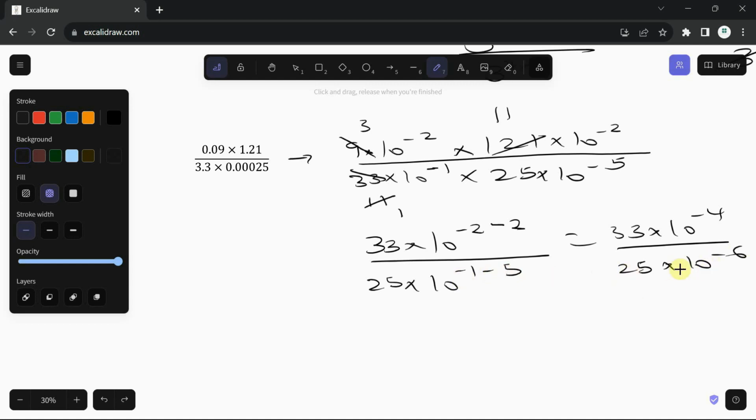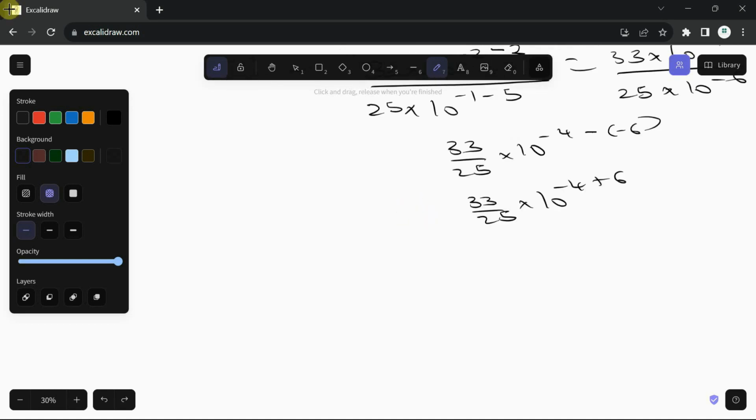Let's simplify this further and say 33 over 25 times 10 raised to the power of minus 4. This is like 10 raised to the power of minus 4 divided by 10 raised to the power of minus 6, because it's division, right? And they have the same base. That will be minus 6. Right, so this is 33 over 25 times 10 raised to the power of minus 4. Minus as minus is plus 6.